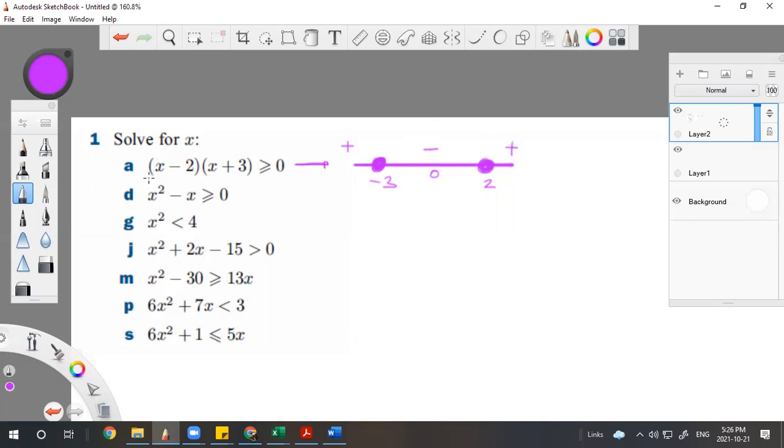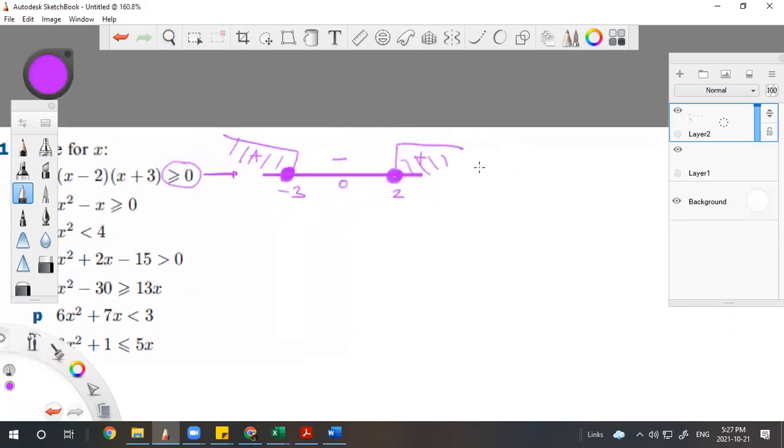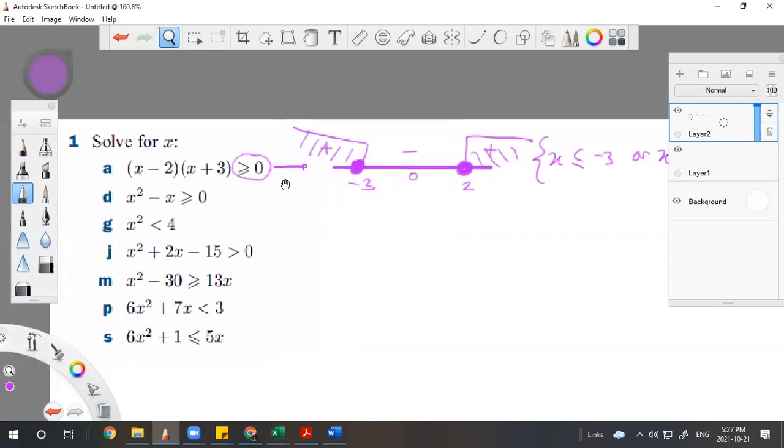And something that is bigger than 0. What is the number that is bigger than 0? What is the sign that is bigger than 0? Positive. So the value will be here. You pick the positive part. So the answer will be x is less than or equal to negative 3 or x is more than or equal to 2. Okay, by the way, you can repeat the video later on because this is quite important to understand.